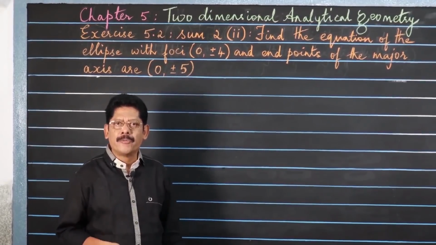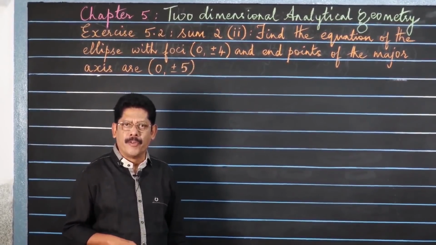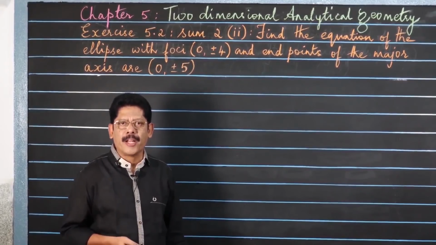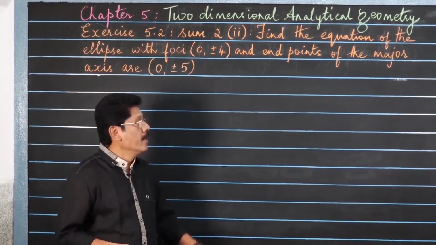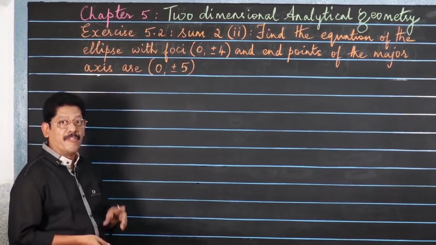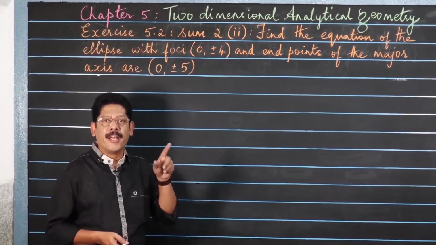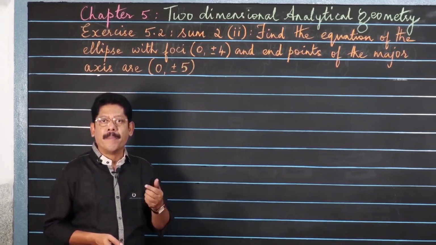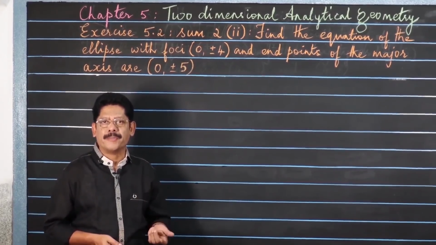Find the equation of the ellipse with foci 0, plus or minus 4 and the endpoints of the major axis are 0, plus or minus 5. The endpoints of the major axis are given as 0, plus or minus 5, which indicates the vertices A dash as 0, plus or minus A of the ellipse.